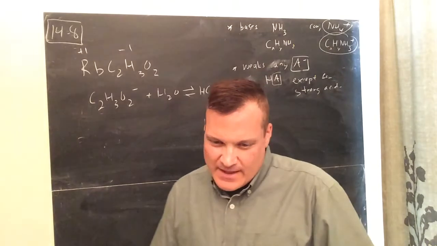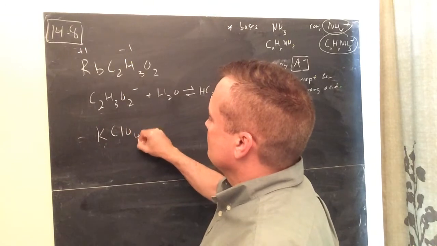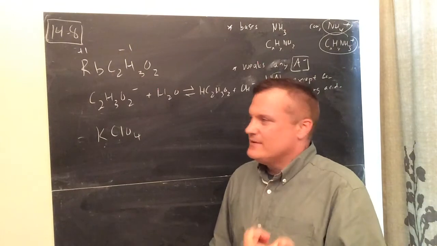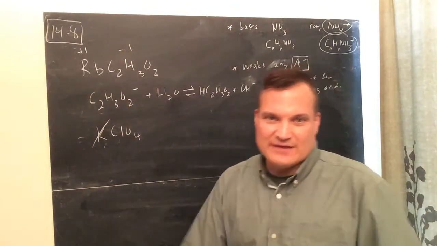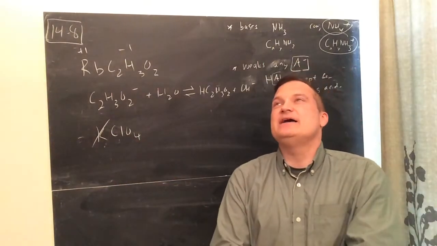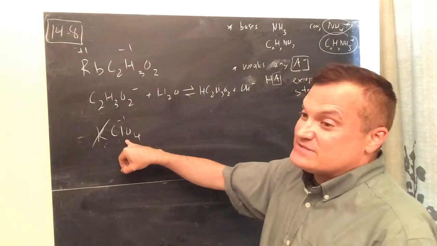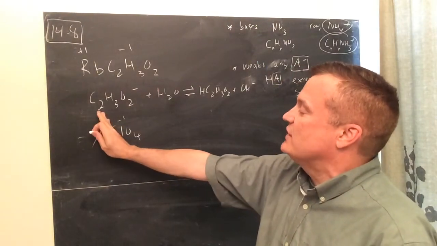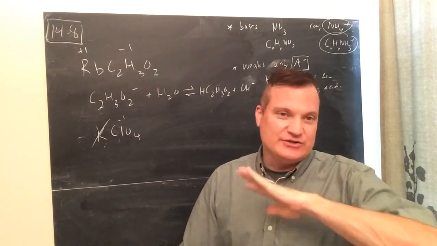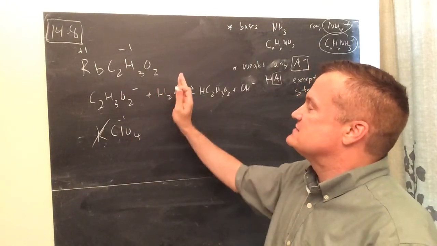Okay? The next one, KClO4. All right, potassium perchlorate. First of all, the metal ions aren't going to do anything. I told you about that. ClO4 negative is a conjugate base. What is its conjugate acid? It would be HClO4, and that's a strong acid. That means strong acids do not affect water. It will not undergo hydrolysis. Hydrolysis means splitting water.